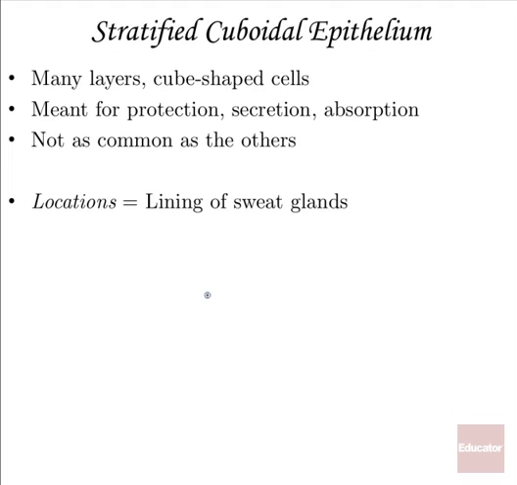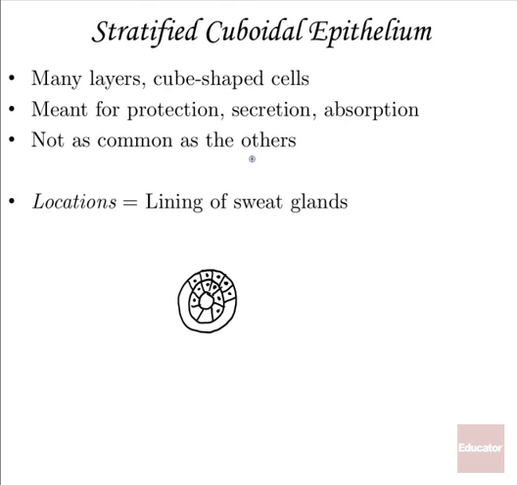Stratified cuboidal, similar to what I just drew for you, except instead of just one layer, you're going to see additional layers of these cube-shaped cells. So I'm not going to draw all of them, but you're going to have stacks of them, and so on and so forth. So seeing stacks next to some kind of tubular structure, or lumen as this is called, yeah, that's stratified cuboidal. Meant for protection, secretion, and absorption. Like I said earlier, SAP or PSA, whatever you want to remember.